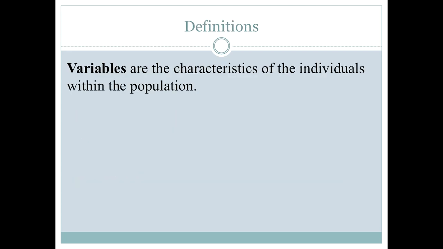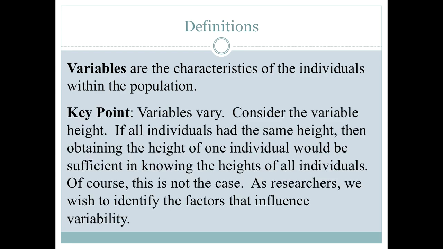All right, some more definitions here. So variables are the characteristics of the individuals within the population. So the key point with this is that variables vary. So if you consider the variable height, we can use height to kind of describe someone. But if all individuals had the same height, then obtaining the height of one individual would be sufficient for knowing the height of everyone. Now, we know that this is not true.